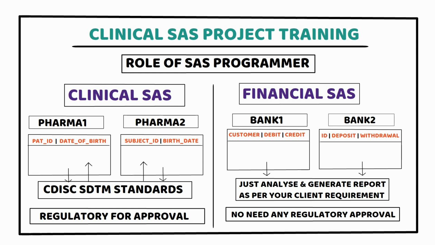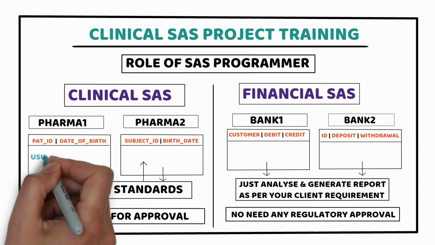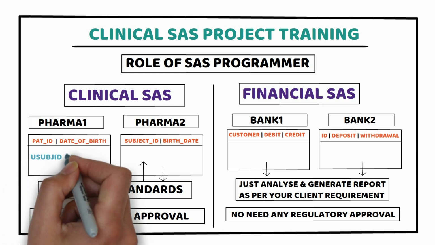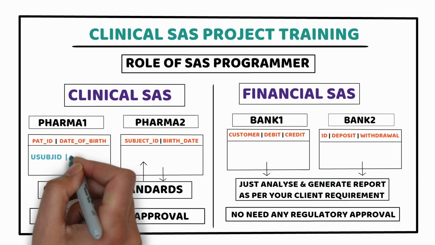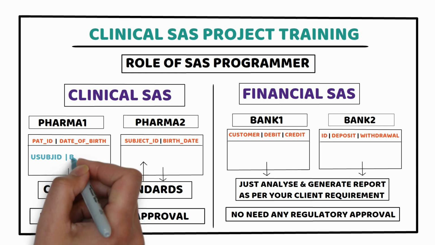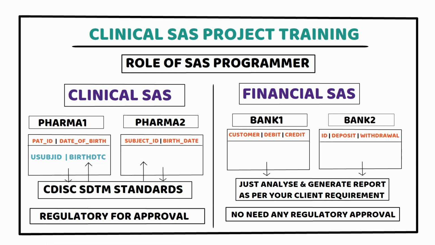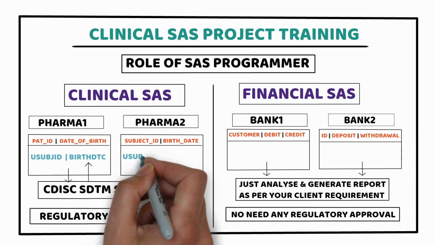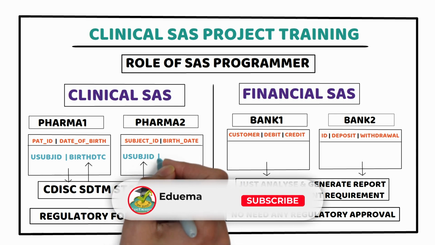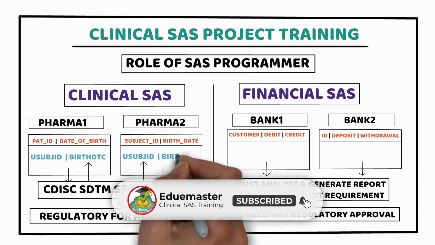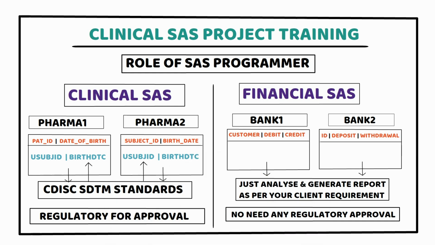So patient ID, generally we call it as USUBJID. Okay, it will be equal to this. And date of birth will be submitted like this. In the same way, when pharma company 2 has to submit the data, the naming convention should be changed to this. Okay, got it? Okay. So now, with this terminology, the data will be submitted to the regulatory.